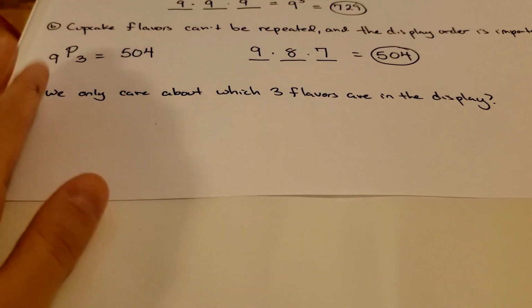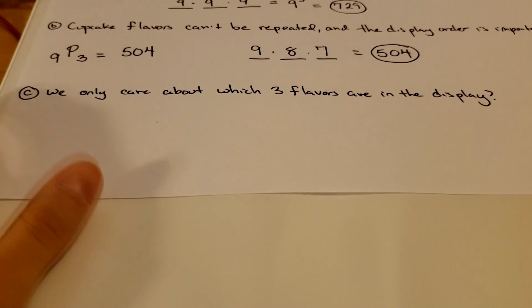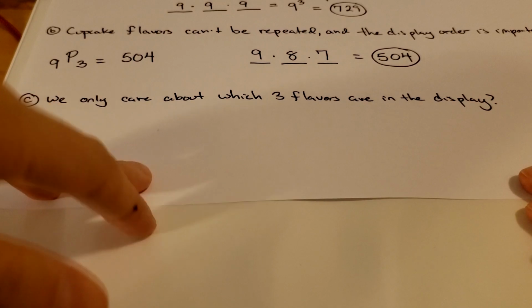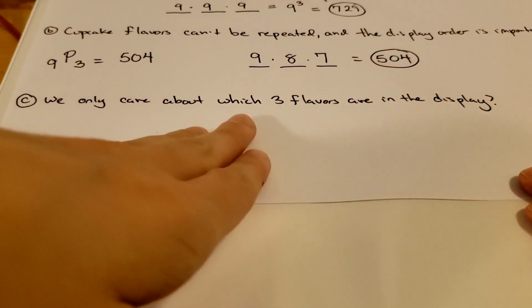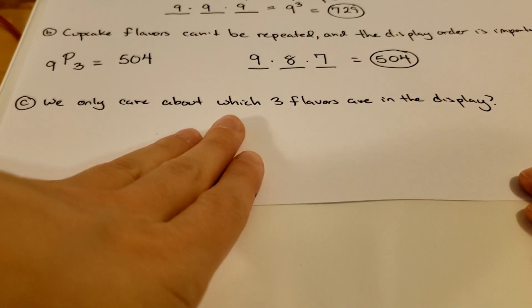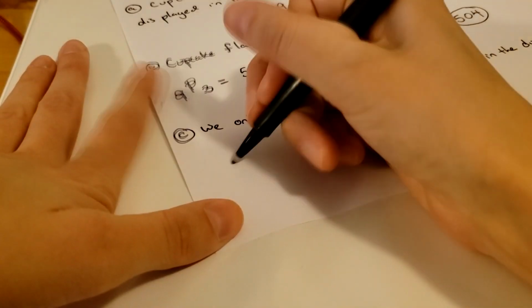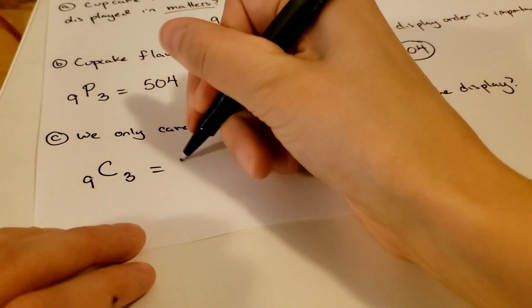Now part C, we only care about which 3 flavors are in the display. So we don't care about the order, we just care about what flavors are in the window. This is a problem that we would solve using a combination because we don't care about order, but we do care about what's in the group. And they didn't directly say you're not allowed to repeat flavors here, but it's implied that you're not allowed to repeat because they're talking about 3 flavors, meaning 3 different flavors. So this is going to be 9 choose 3, and that comes out to 84.